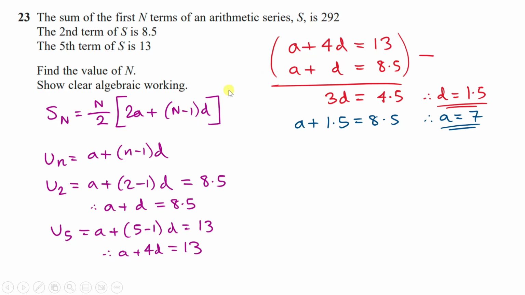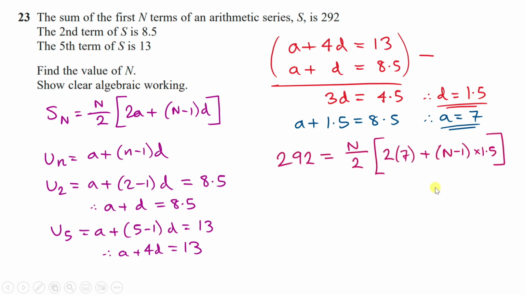Now, if you remember in the top line, it said the sum of the first n terms is 292. So we're talking about the sum formula here. So this Sn is going to equal 292. And these a and d values, we have them here. So it'll look a bit like this. You've got a being replaced with 7 and d replaced with 1.5.